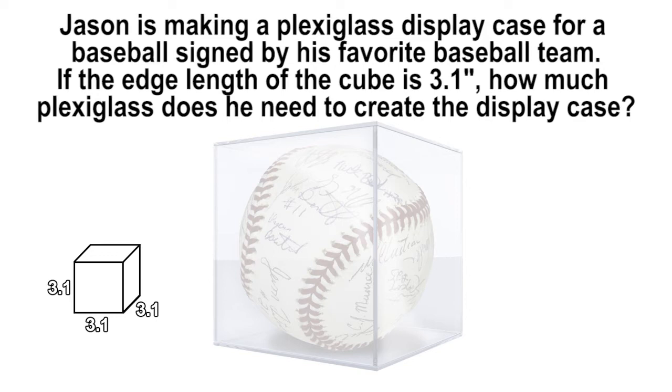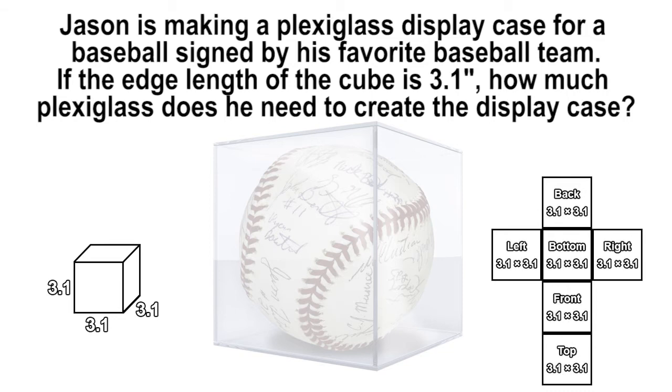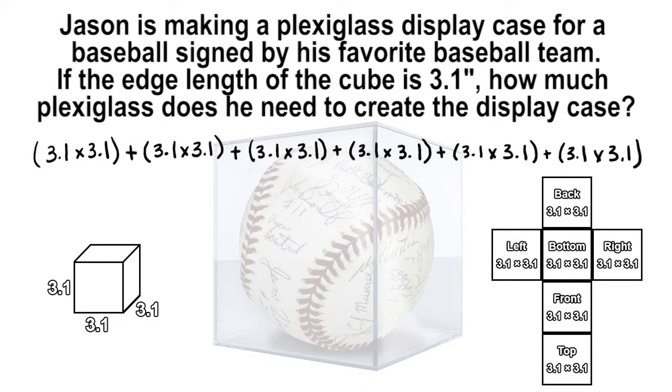One way to calculate the surface area is to use a net. Because this is a cube, each face of the net will have the same dimensions of 3 1/10 inches by 3 1/10 inches. One way to find the surface area would be to find the product of 3 1/10 times 3 1/10 and do this 6 times for a total surface area of 57 66/100 square inches.